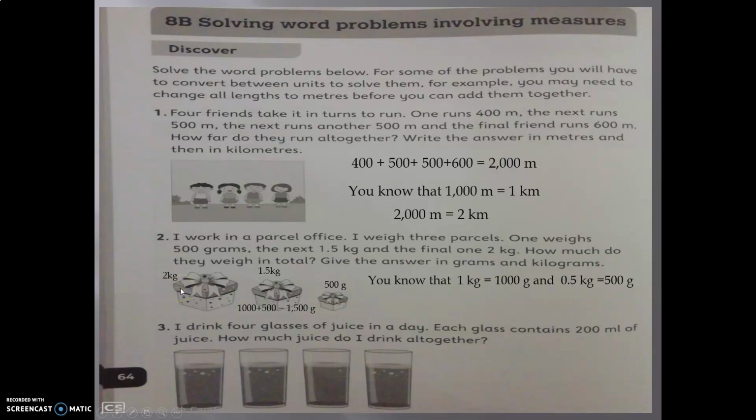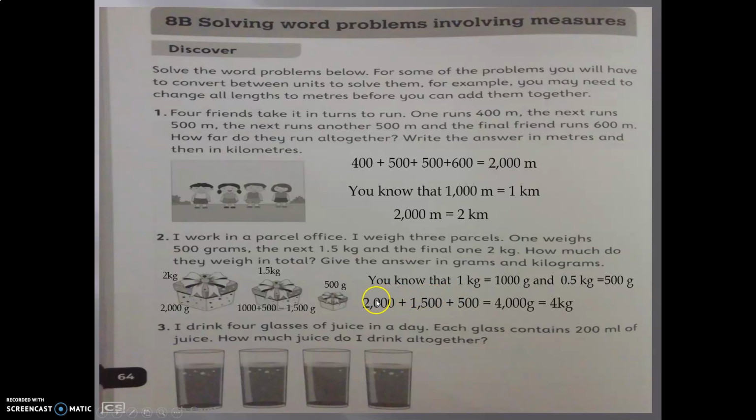Okay, let's go to the other one. 2 kilograms. We know that 1 kilogram is 1,000 grams. So 2 kilograms, 2,000 grams. So now you have all the numbers in the same measuring unit. 2,000 grams, 1,500 grams, and 500 grams. So can you add them together now? Yes, since they are in the same measuring unit, I can add them. So 2,000 plus 1,500 plus 500. Okay, 1,500 and another 500, together they are 2,000.